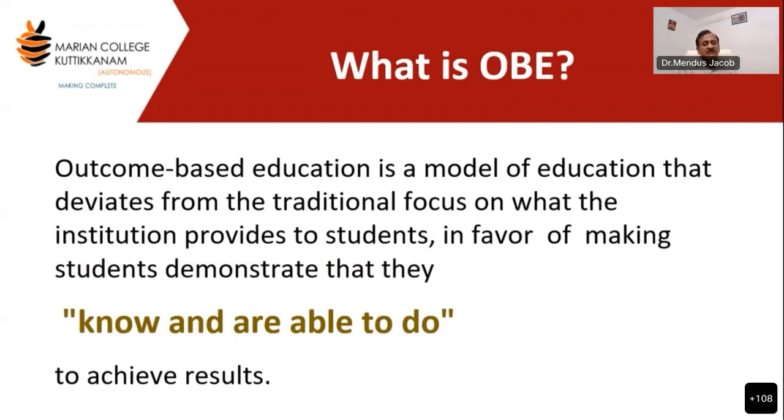So outcome-based education is a model of education that deviates from the traditional focus on what the institution provides to students. That actually is our objective. And in favor of making students demonstrate that they know and are able to do to achieve results. So these are the buzzwords: know and are able to do to achieve results. That is very important.